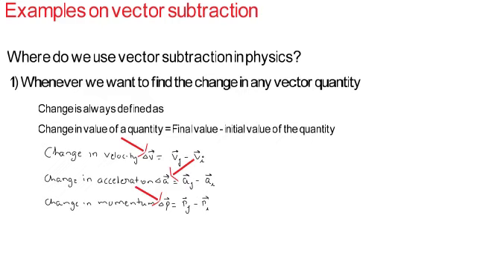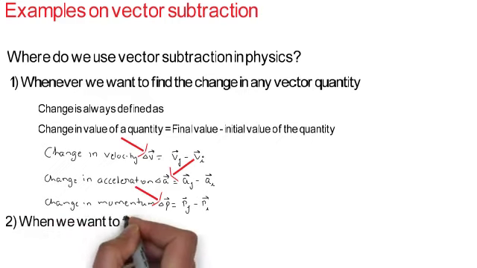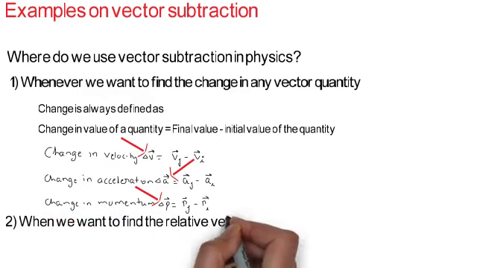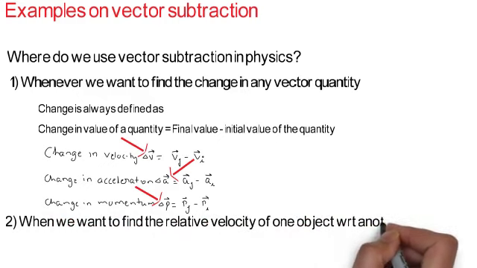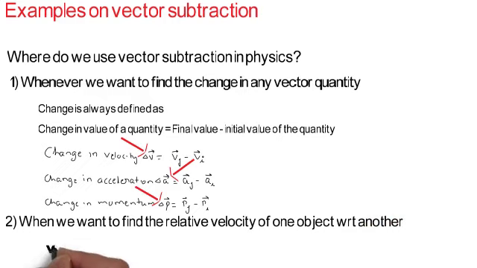The second place where we use vector subtraction in physics is when we want to find the relative velocity of one object with respect to another. The relative velocity v dash is defined as v dash is equal to v minus u. We will discuss this in detail while we discuss the concept of relative velocity in kinematics. So now let us solve some problems to understand how do we apply vector subtraction.